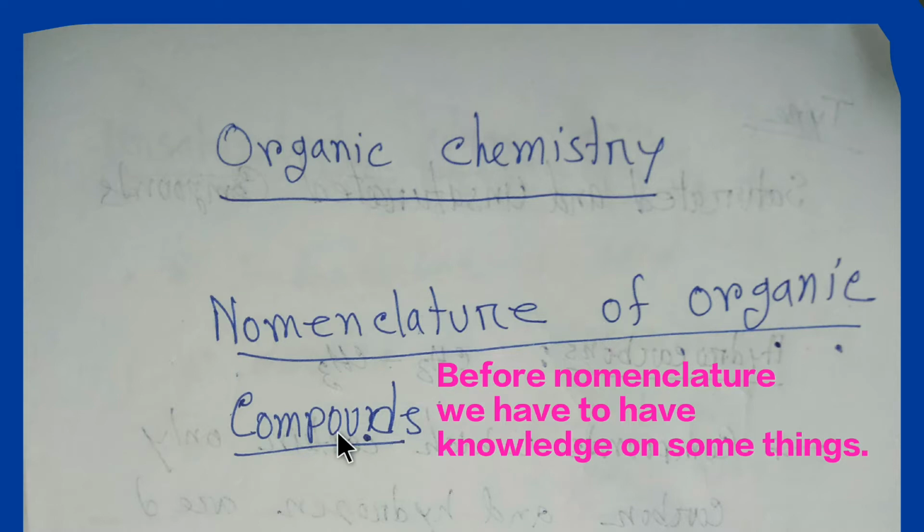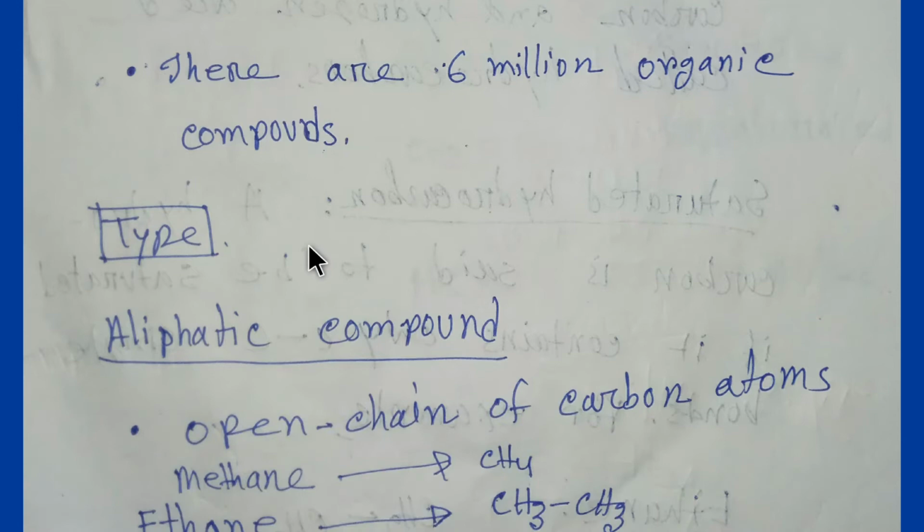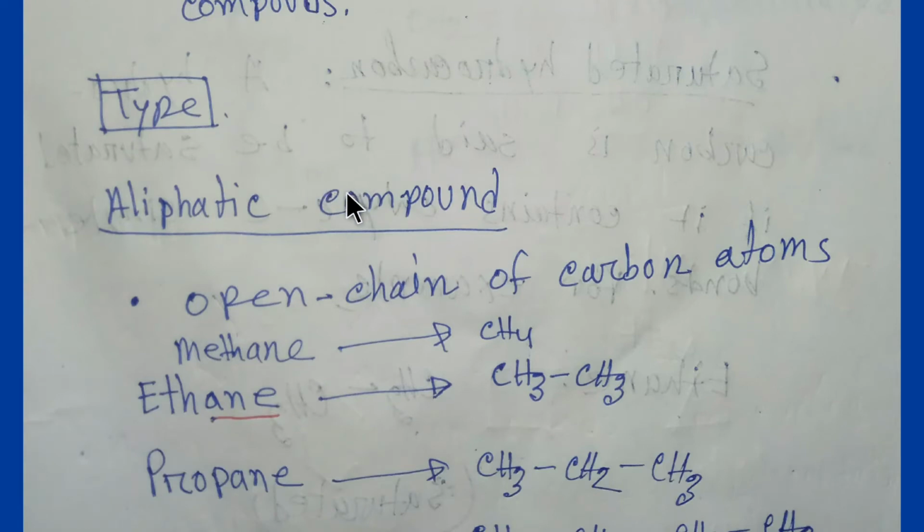So let's get started. We know that there are 6 million organic compounds in this world. So this is a huge amount, right? There are many kinds of organic compounds. Among them, one is aliphatic compound. What is an aliphatic compound? Compounds which consist of open chain carbon atoms are called aliphatic compounds. There is no limit to the number of atoms involved.